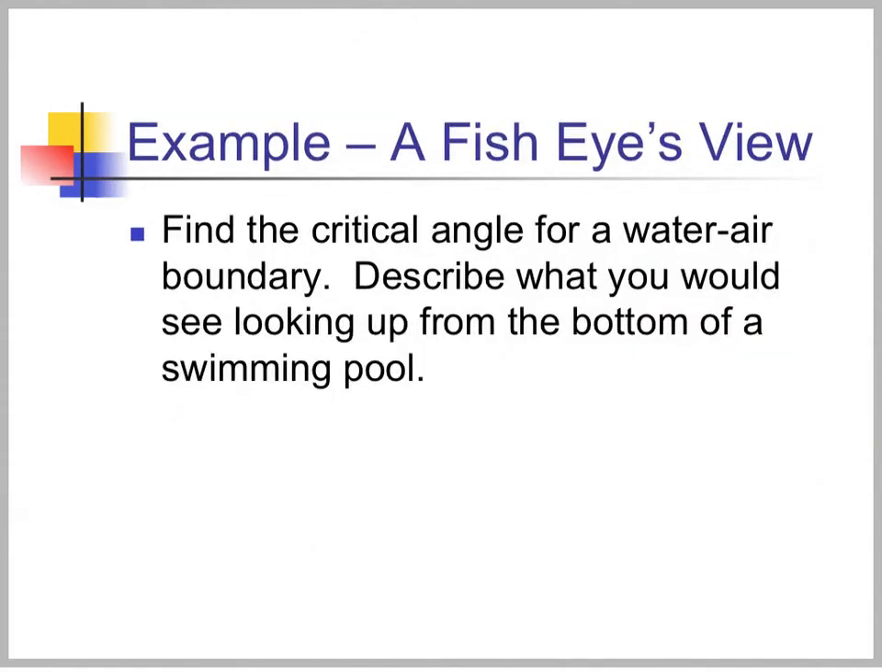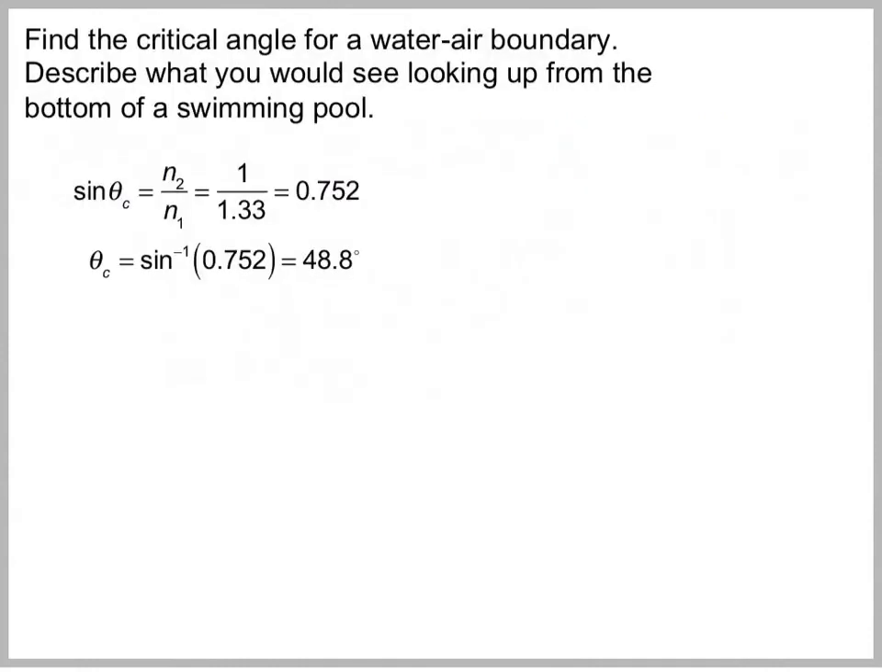So let's imagine what a fish sees, or perhaps you've gone to the bottom of a swimming pool, held your breath, and looked up. What's the critical angle for water to air? And let's describe what we see when we look up from the bottom of a swimming pool. So first we know sine theta critical is n2 over n1. In this case it's 1 over 1.33, or 0.752. So the critical angle is 48.8 degrees.